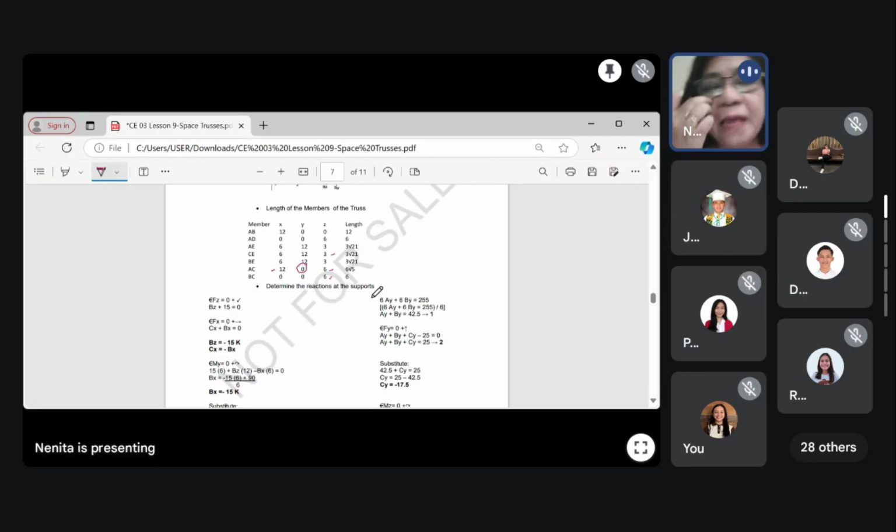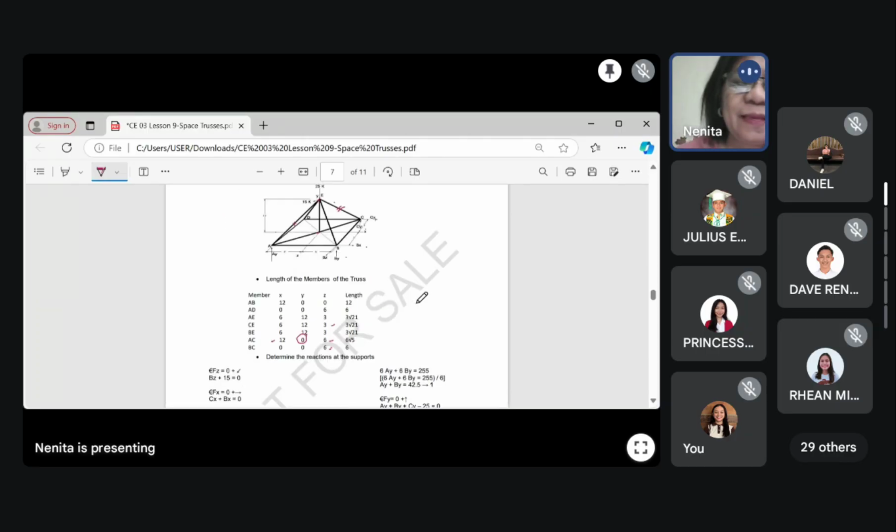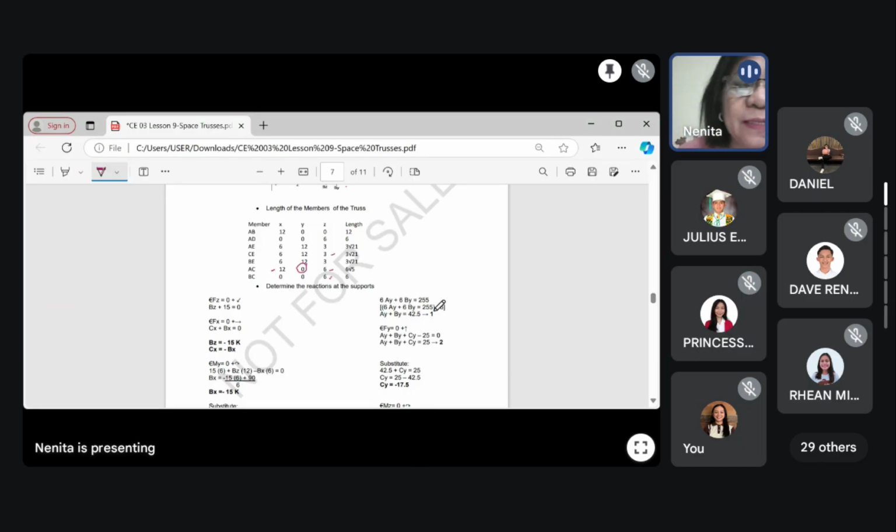Now, to determine the reactions of the supports, how many reactions do we have? We have CX, CY, and BX, BY, and BZ. Take note, it is a ball and socket. We have AY, okay, how many? 1, 2, 3, 4, 5, 6. There are 6 reactions that we are going to determine. So, where are we going to start?